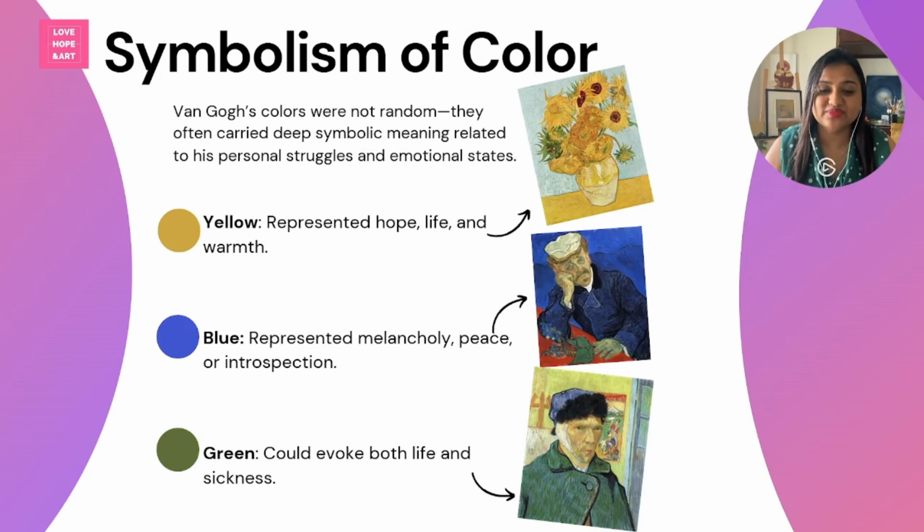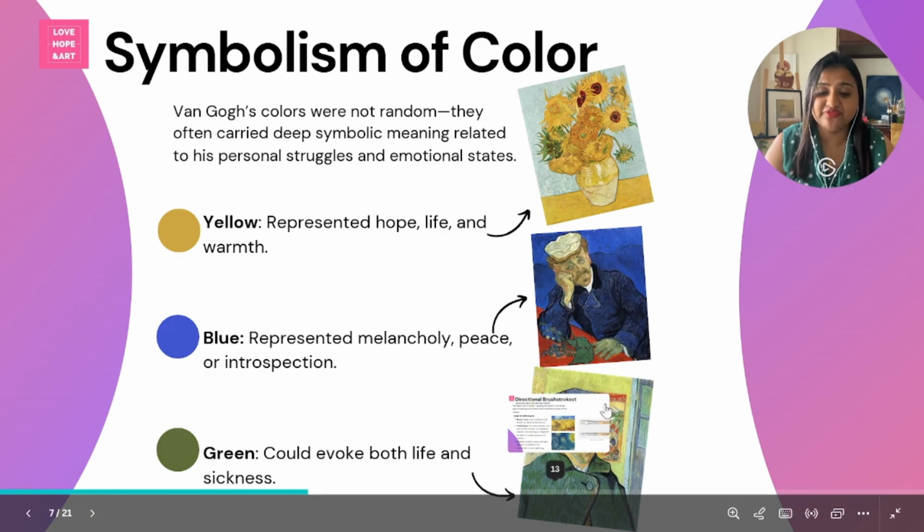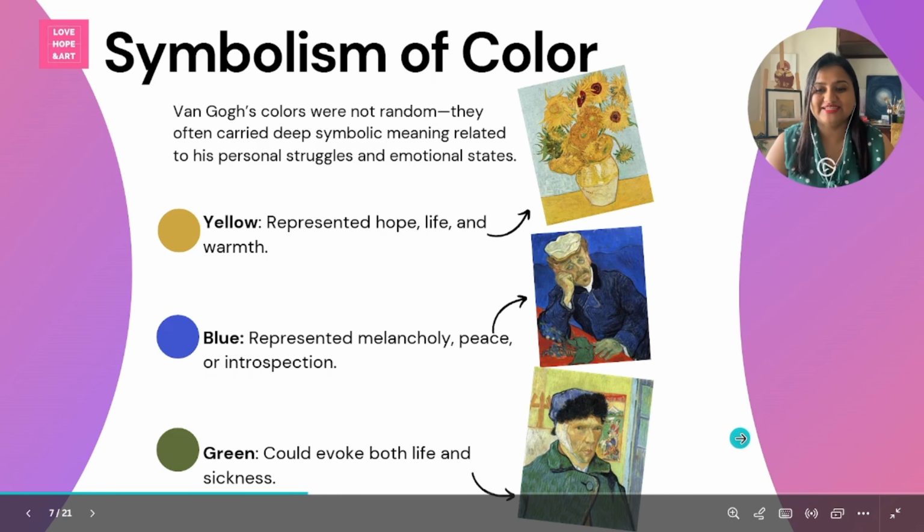Going on to the symbolism of color, Van Gogh's colors were not random. They often carried a symbolic meaning related to his personal struggles and emotional states. In his painting The Sunflowers, yellow represented hope, life, and warmth, whereas blue represented melancholy, peace, and introspection, whereas green evoked both life and sickness.